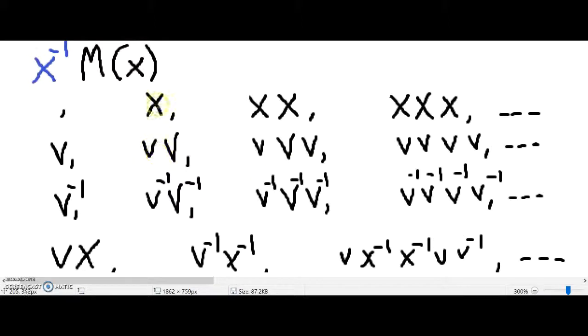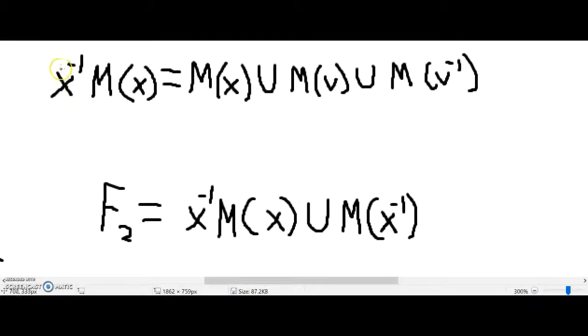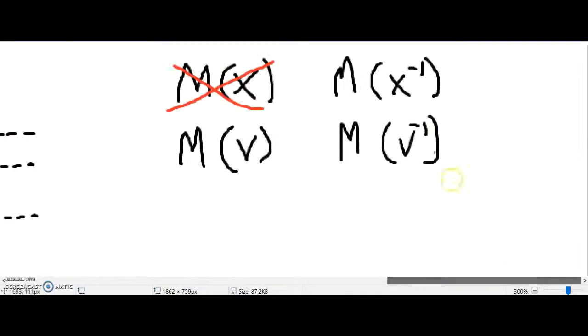And so what happens after all of these cancellations is we're left with the following. You'll notice that not only do we still have all of the X words, but we also have the V words and the V inverse words. So we've taken MX, and after multiplying on the left by X inverse, it becomes MX along with MV and MV inverse. So that's almost all of F2. If we take this new modified MX and take the union with MX inverse, we get all of F2. Because we're using MX inverse here, we can also cross that one out.